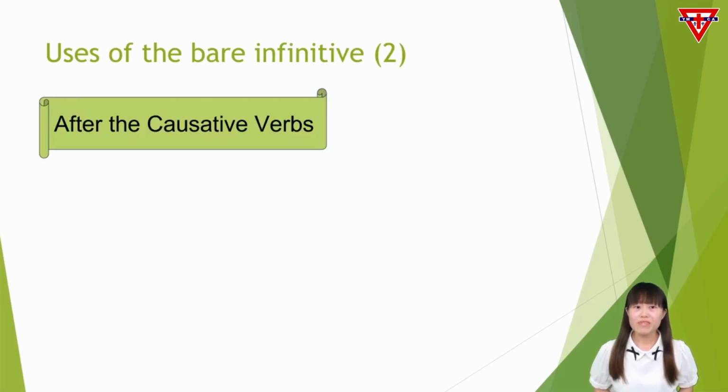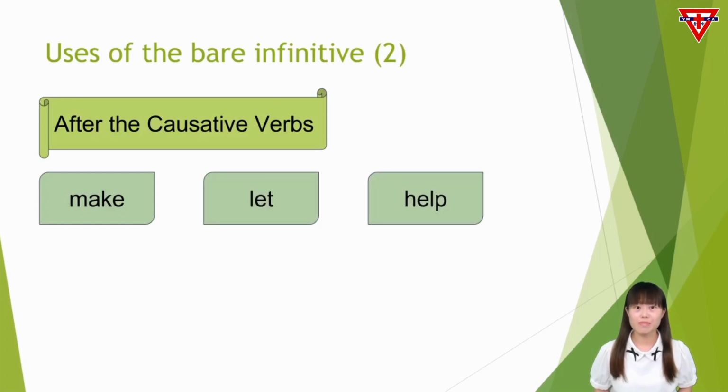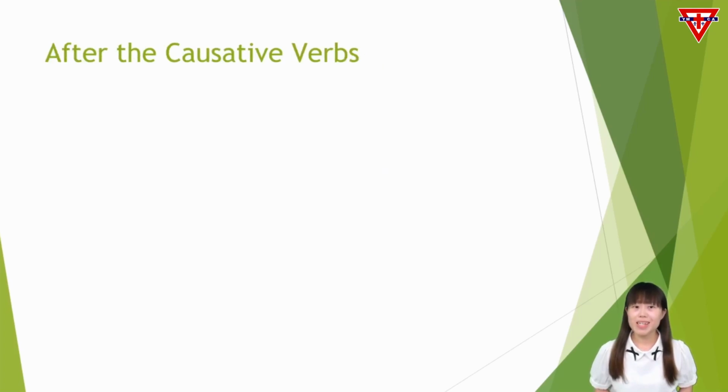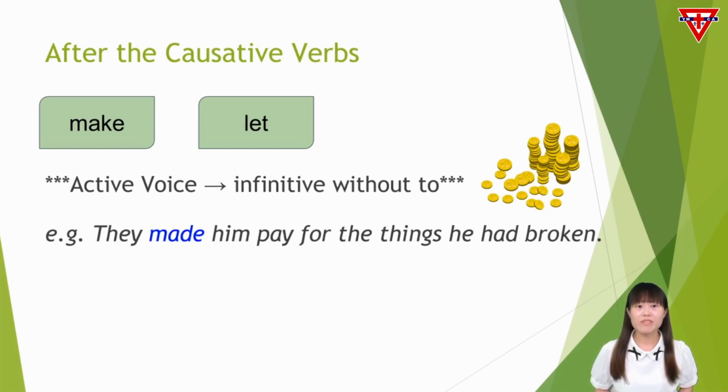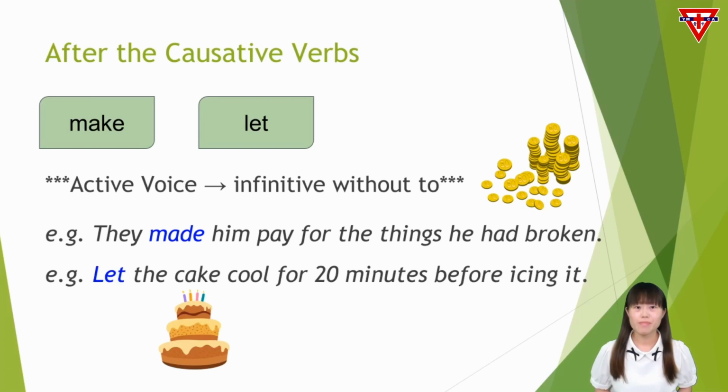Second, bare infinitive is used after the causative verbs make, let, and help. Make and let are followed by the infinitive without to in the active voice. And they always have an object which goes before the infinitive without to. For example, they made him pay for the things he had broken. Let the cake cool for 20 minutes before icing it. Here, let is followed by the object the cake, which goes before cool.